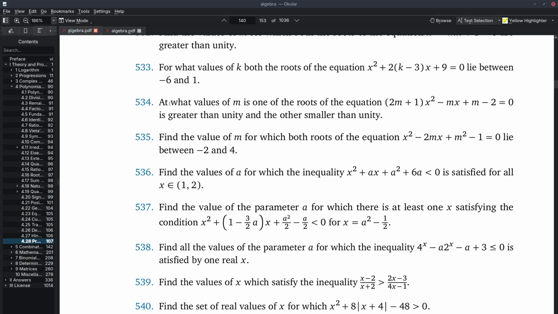Question 534 says: at what values of m is one of the roots of the equation (2m plus 1) x square minus mx plus m minus 2 equal to 0 greater than unity and the other smaller than unity? So one root should be greater than 1 and the other should be smaller than 1. You have to find the value of m.